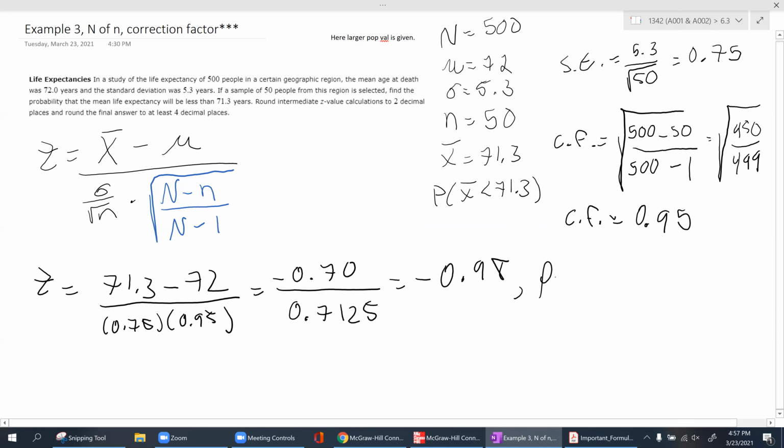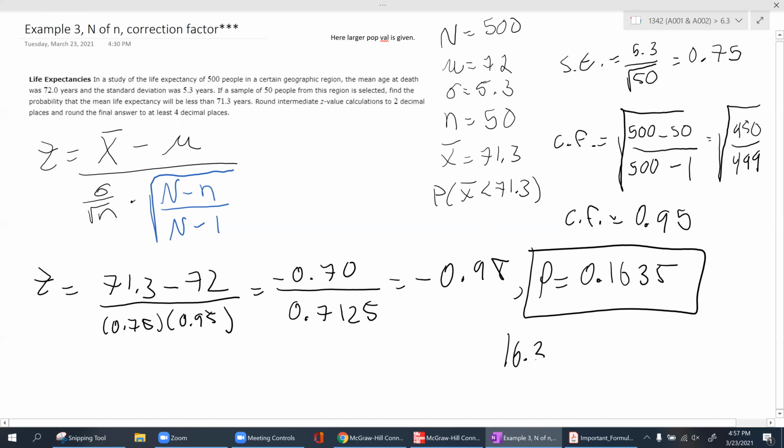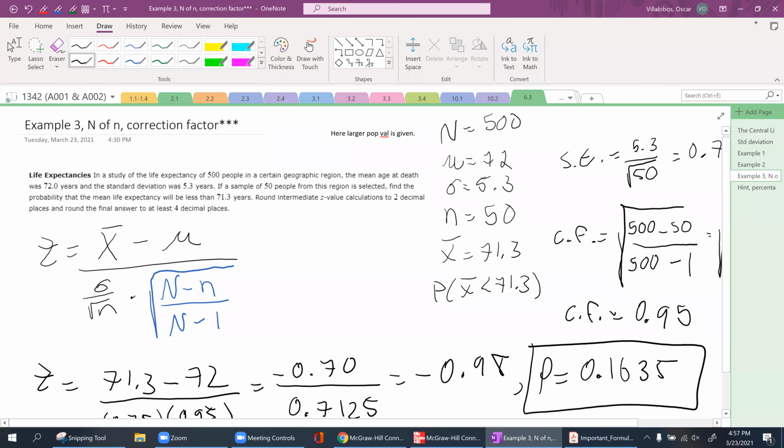The probability value that corresponds to this is going to be 0.1635. And if you remember, I wrote it down here, and this is why I write it down, in case I'm running short on time or I just can't find it when I'm reading it. It's less than, so that means I'm going to take this probability value as is. So my probability is 0.1635 or 16.35%.